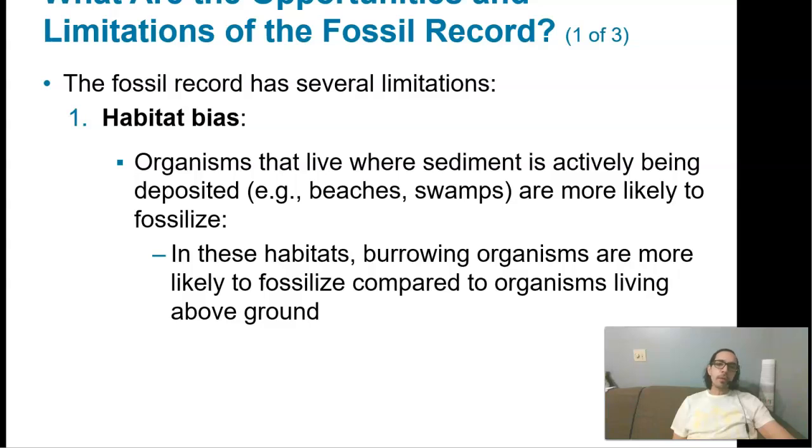The fossil record has several limitations. There's habitat bias: organisms that live where sediment is actively being deposited, like bogs, swamps, and beaches, are more likely to be fossilized. And in these areas, animals with certain behaviors, like burrowing animals, are more likely to be fossilized than, for example, flying animals.